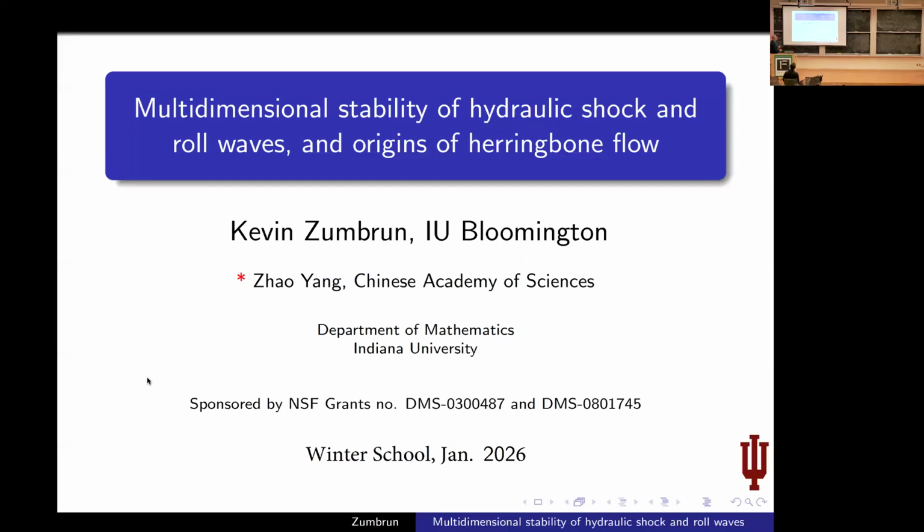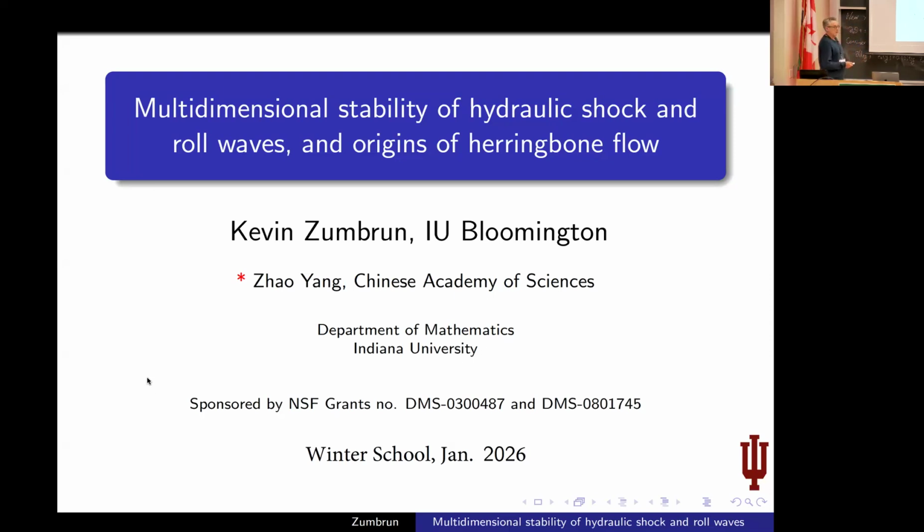Okay, so this is a follow-up. This is with Zhao Yang, my former student, who was also a collaborator on the previous work. This is taking the same problem, but now we're doing a multi-D version. It's inclined flow down a ramp, but now it has sidewalls. And what are we looking for?